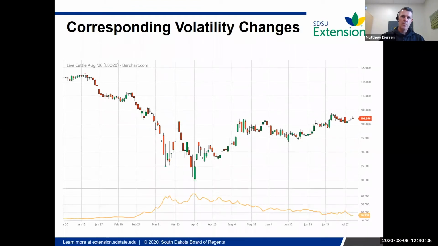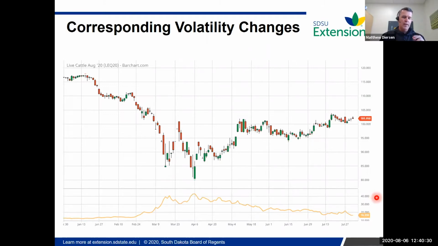Now, the same thing happened while this occurred, so I'm going to overlay the futures prices with another indicator here. I'm going to overlay this with the implied volatility in the market. Normally in live cattle, fed cattle futures, the volatility tends to be, let's say, 10 to 20% on an annualized basis. But as we got into March and into April, the volatility moved up to, you can see here on the right-hand side, 40%.